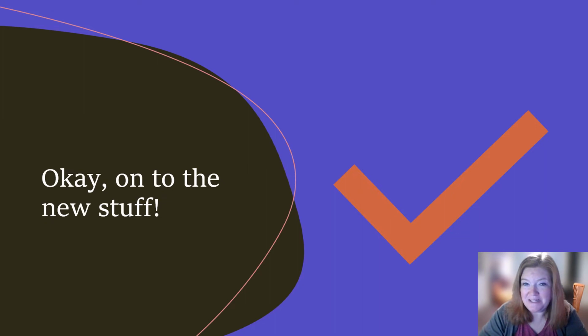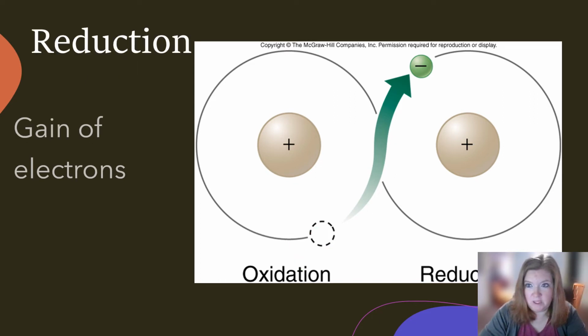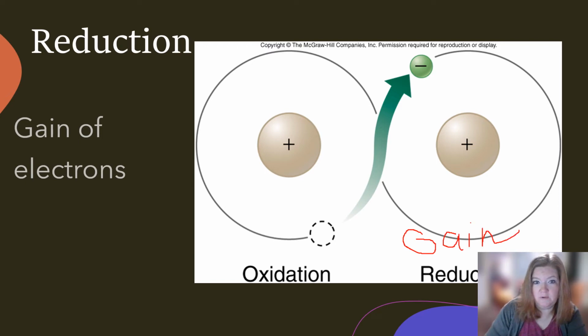All right, now let's go on to the new stuff. Ready? Oxidation. What is oxidation? Loss of electrons. So you can see right here, oxidation. See how this electron was here and it's over here now? So oxidation is loss. Loss of electrons. Reduction is gain of electrons. So you see how this electron showed up here? So reduction is gain. So the electron left here and went over here. So this one gained.